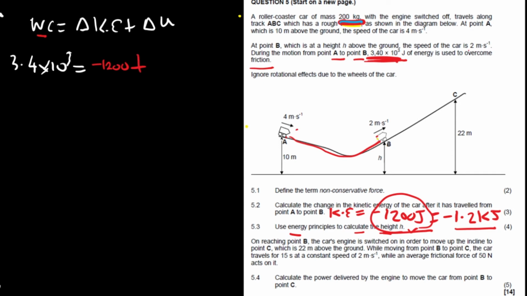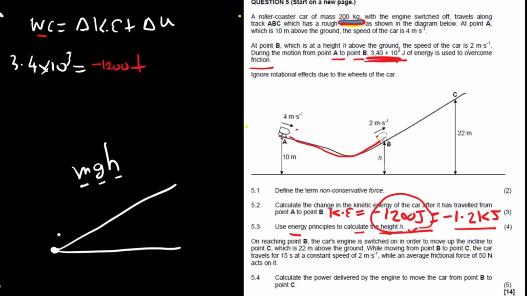Changing potential energy. What is potential energy? Potential energy is equal to mgh, meaning mass times gravity times the height of an object. For example, if you have an inclination like this, let's assume you walk from here all the way to there, and they say this is equal to 4 meters height.